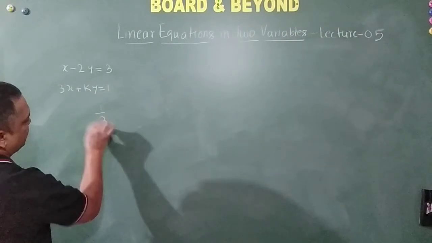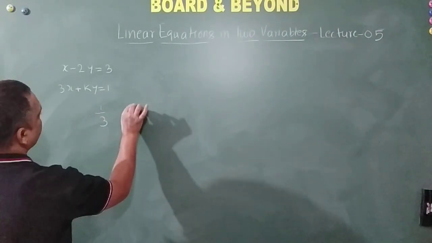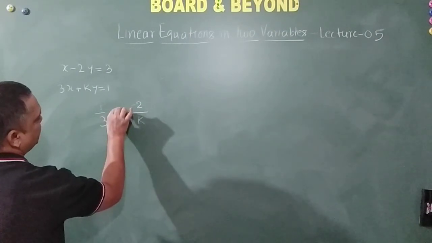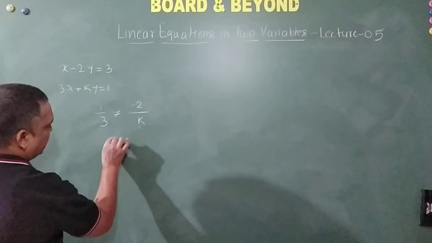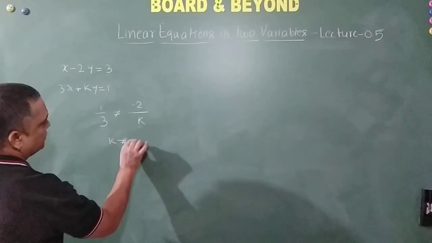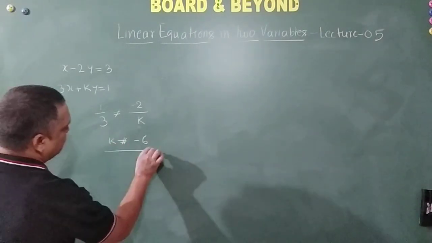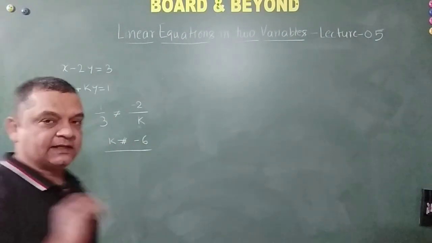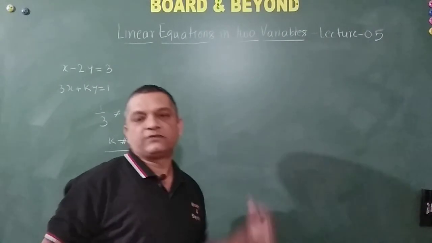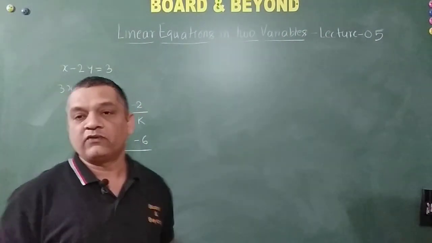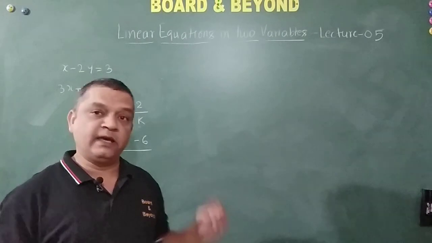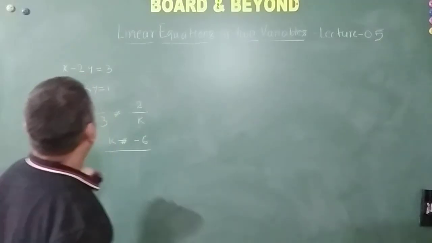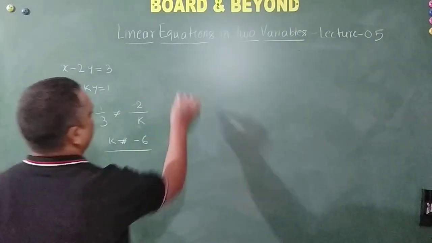a1 by a2 is nothing but 1 by 3 and b1 by b2 is nothing but minus 2 by k. This should not be equal to. So this gives k should not be equal to minus 6. That means, my friends, for any value of k other than minus 6, this will have a unique solution. And what will happen if k becomes minus 6? If k becomes minus 6, then we will find it out here.